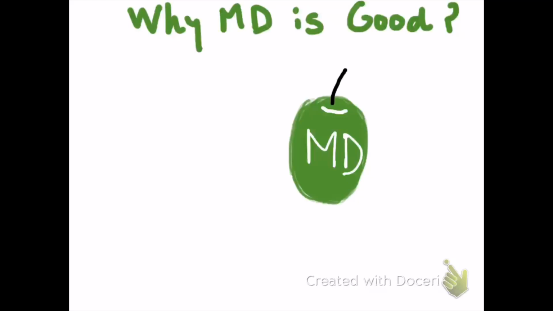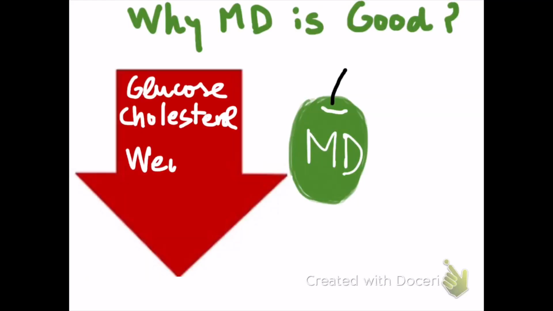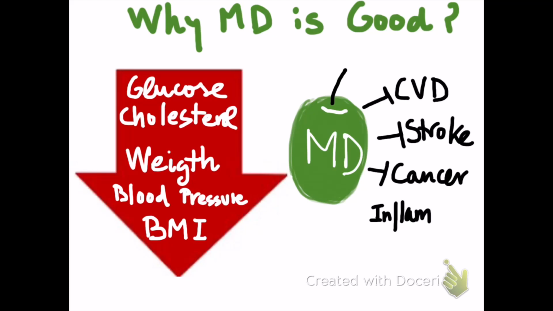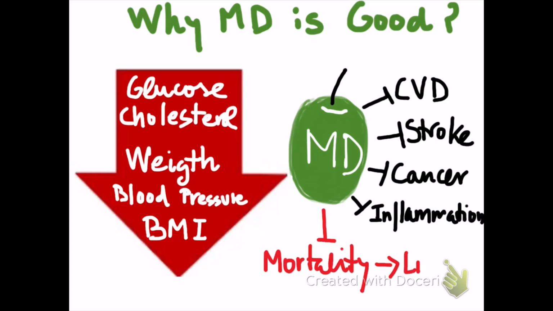The reason for studying the Mediterranean diet is the benefit produced on the health of individuals. The Mediterranean diet is healthy because it decreases blood glucose and cholesterol, and decreases weight, blood pressure, and body mass index. It also decreases the risk of cardiovascular diseases, stroke, and cancer, and reduces inflammation. For this reason, the Mediterranean diet decreases mortality and therefore produces an increase in longevity.